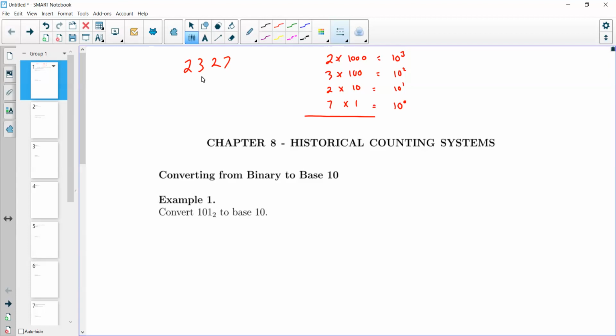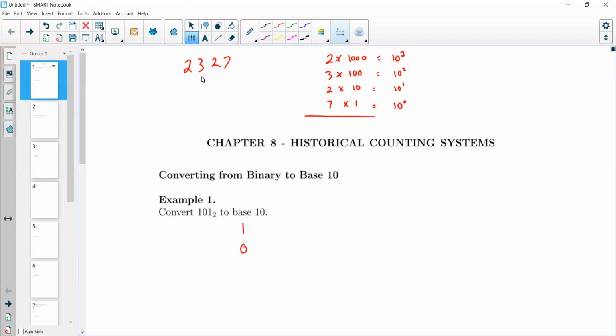So we can apply these principles to different bases, and the process is the same. So let's look at how this works. We're going to convert a binary number to base 10. So I'm looking at a base 2 number, and I'm going to convert it to base 10. So let's simply write this out this way.